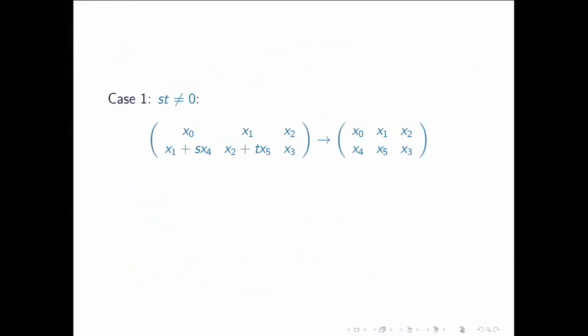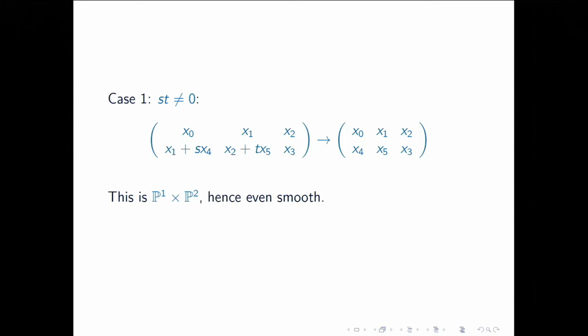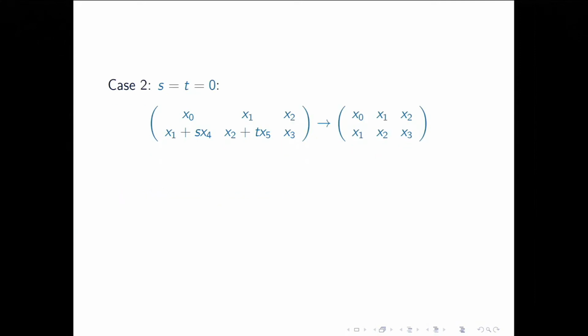So what happens on the open set? Well, S and T are non-zero, so I can just pretend that this is X4 and this is X5. That means I just look at the set where this matrix has rank at most 1, and that's of course just P1 cross P2. So that's even smooth. Okay, that's completely fine. The singularities are not bad.